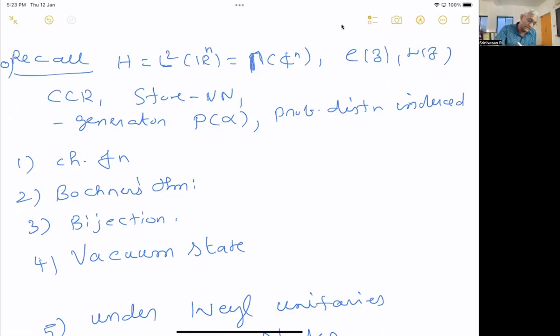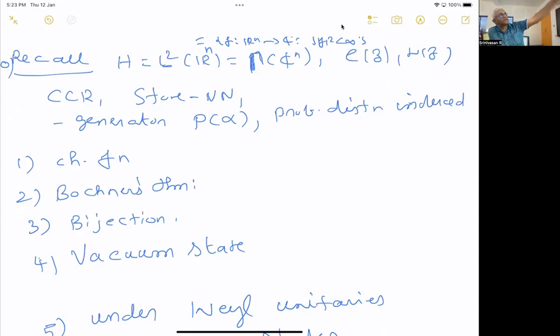All square integrable functions. This is equal to all those f from Rn to C such that the integral of mod f squared is less than infinity. That is the L2 of Rn, and that we identified with the symmetric Fock space of Cn, the finite dimensional vector space Cn. Then we defined some vectors E(z), and that is how we identified these things.